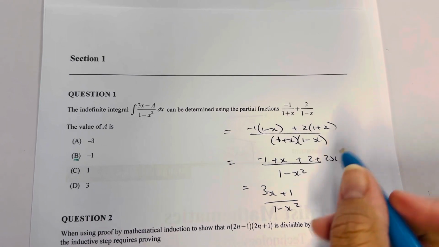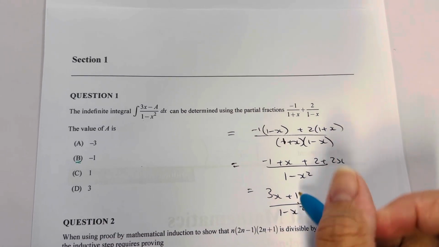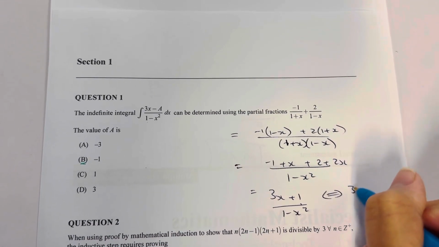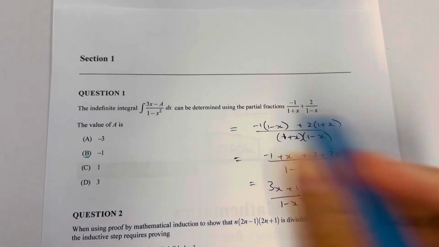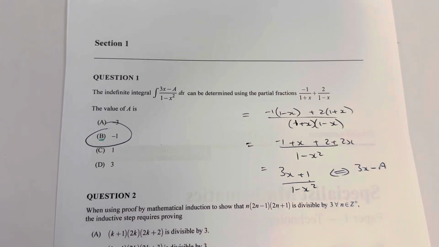So consequently, equate that with 3x minus a. A must be -1.